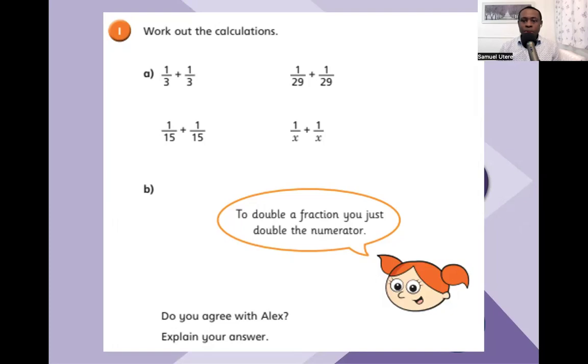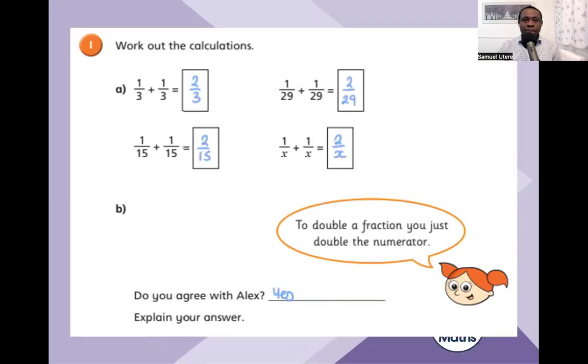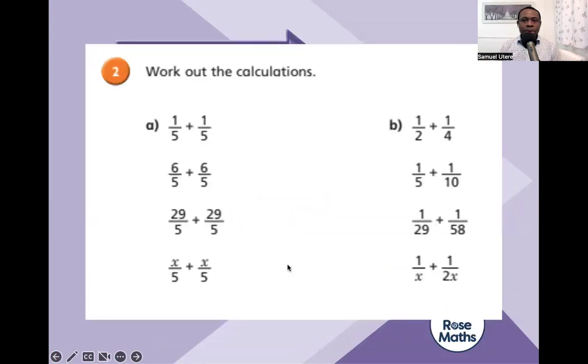Assuming you've answered question 1, here are the answers. Let's discuss them. So here, we'll simply just add the numerators. Why? The denominators are equivalent. We just add the numerators. All right? And then you're asked to double a fraction, you just double the numerator. Okay? Of course, yes. So she's right. Pause the video and answer question 2 in 3 minutes.